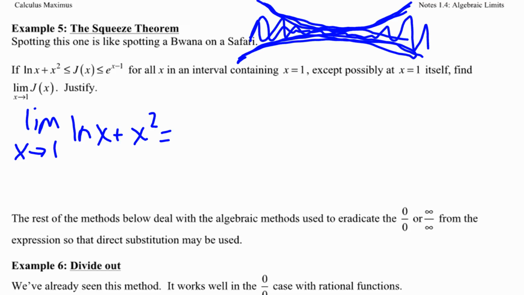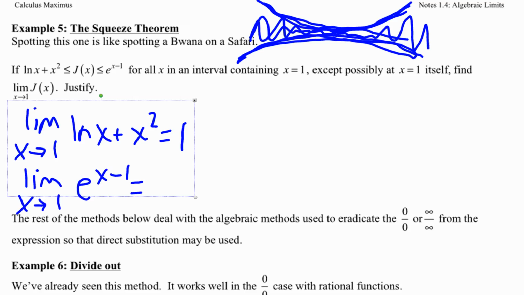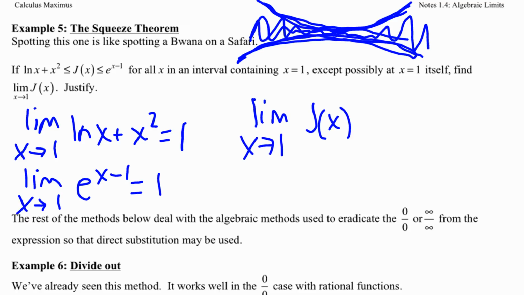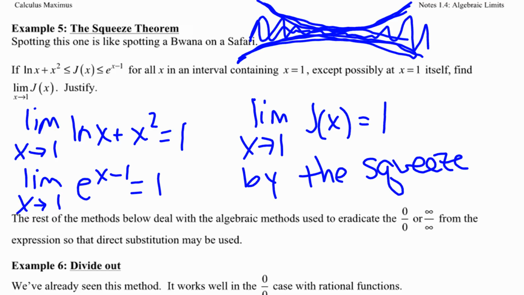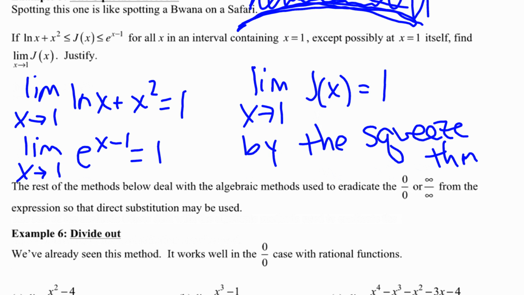Ln of 1 is 0, 1 squared is 1. Take the limit as x approaches 1 on the other function, x minus 1. E to the 0 is 1, so the limit as x approaches 1 of j of x equals 1 by the squeeze theorem. And it could also be called the sandwich theorem.